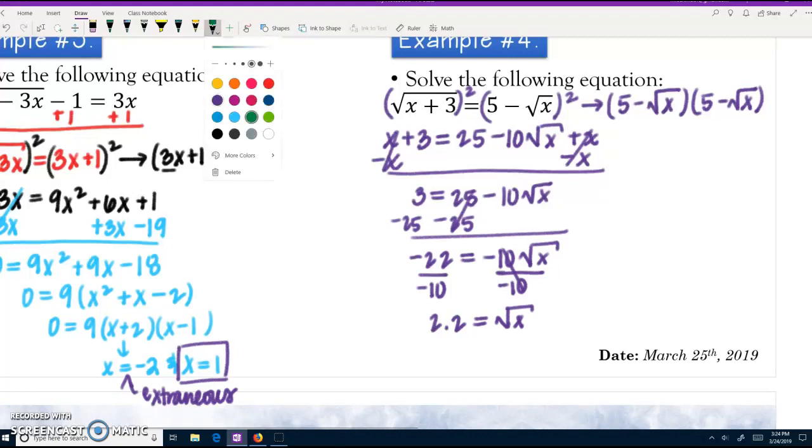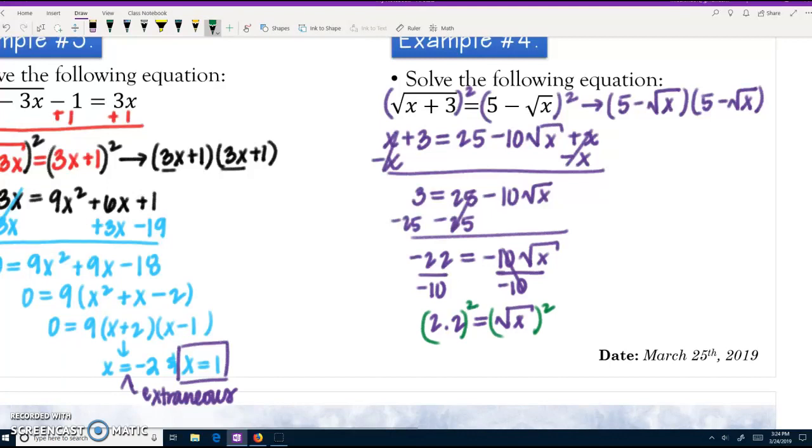So my last step to get x by itself is going to be to square both sides. So I'll have x is equal to, if I take that 2.2 and square it, you need your calculator for that, but you get 4.84.